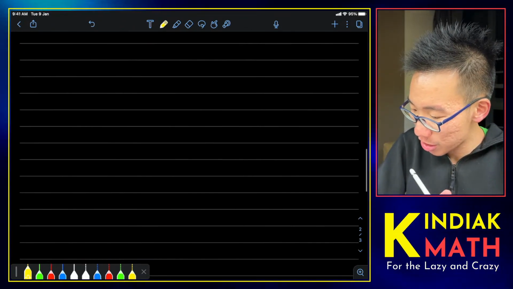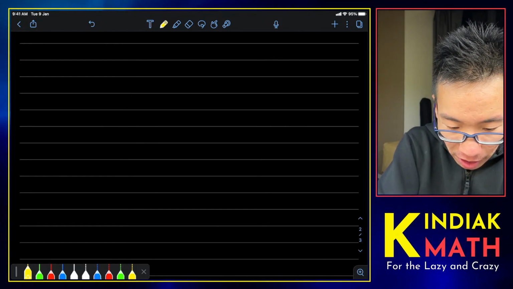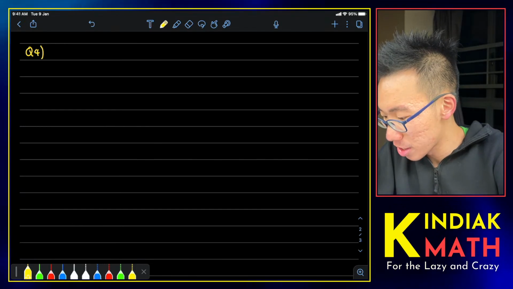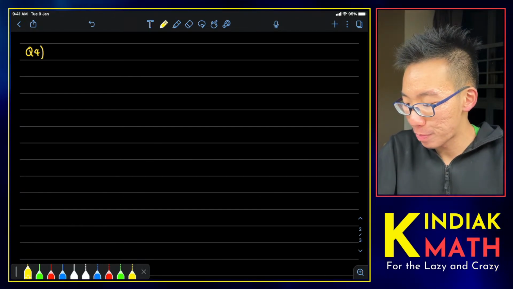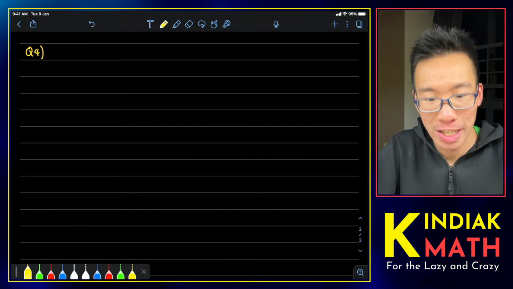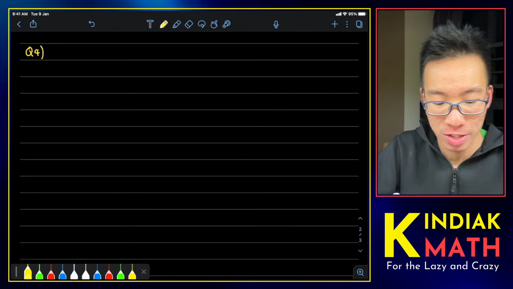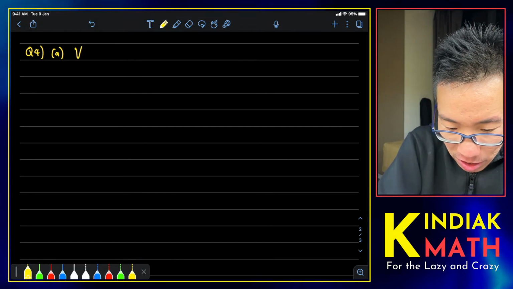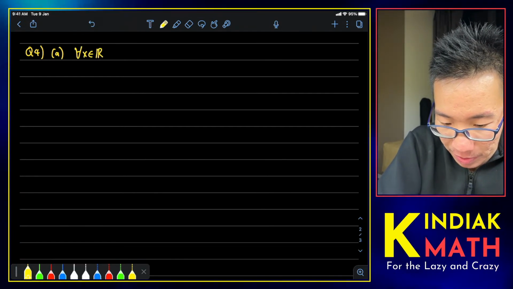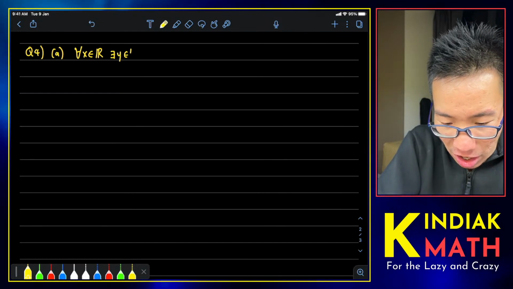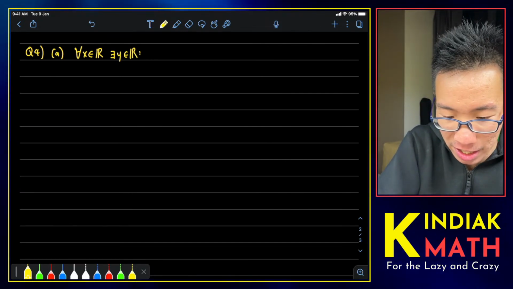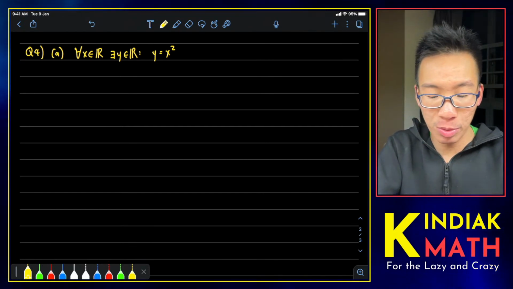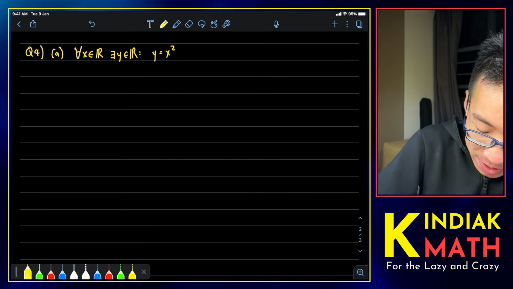So we have those questions. Now we have question 4. And this question is going to be a question on how to do negations. So we have a bunch of propositions and we need to negate all of them. So here is the first proposition. For any x in R, there exists y in R with the property that y equals x squared. And we need to negate this. So how do we negate this statement?